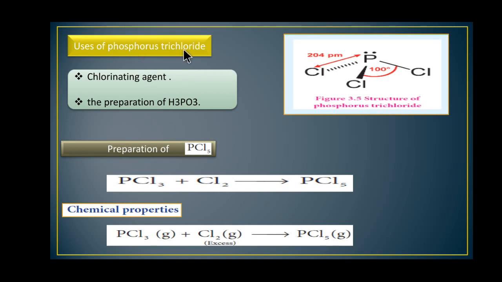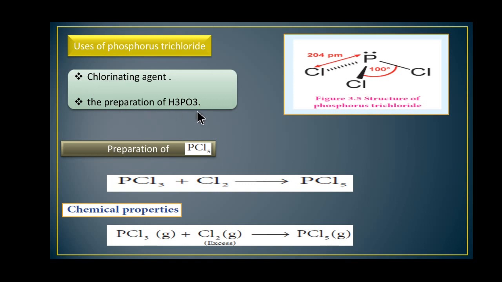Uses of phosphorus trichloride. It is used as a chlorinating agent. Is it clear? In the previous reaction, alcohol is chlorinated to give ethyl chloride. Acid chlorinated gives propanoyl chloride. So PCl3 acts as a chlorinating agent. Addition of chlorine is chlorination. So it is the previous reaction we discussed.